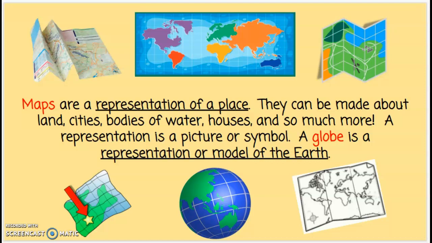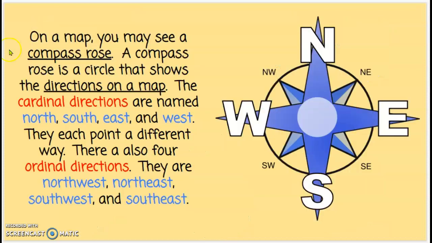Let's talk about maps and globes. Maps are a representation of a place. They can be made about land, cities, bodies of water, houses, and so much more. A representation is a picture or a symbol. A globe is a representation or model of the earth.